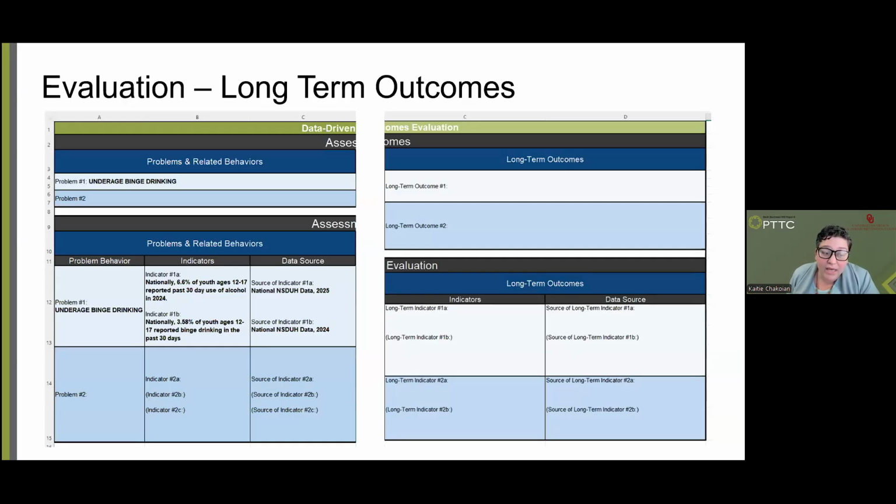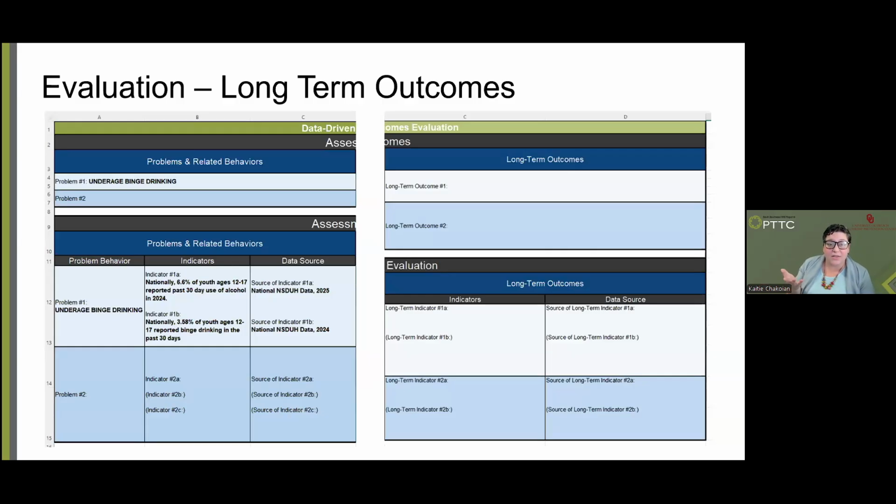Perfect. And we could use decreased use. Great. We can even use the exact same indicator, right? Because we're looking at long term. Maybe next year we're looking to see if we've seen any decrease in that rate. Reasonably, we're not going to see an 80% decrease because we ran one evidence-based intervention, right?